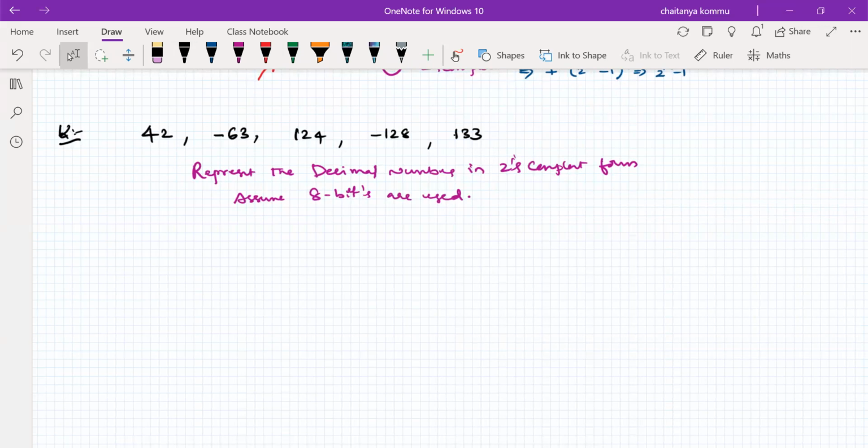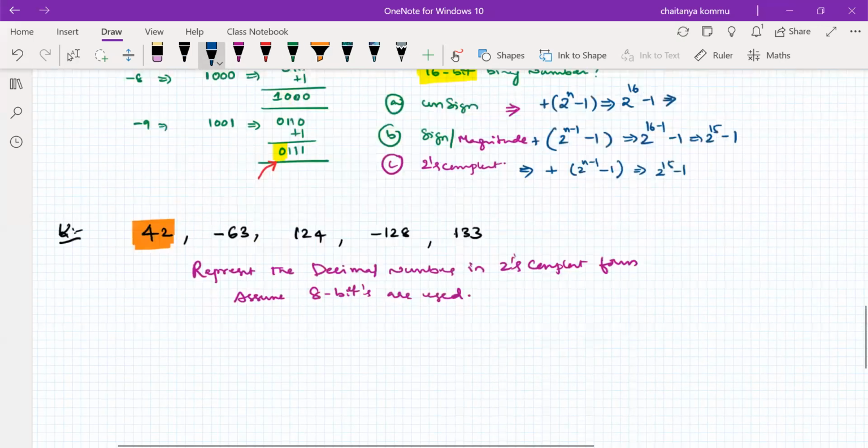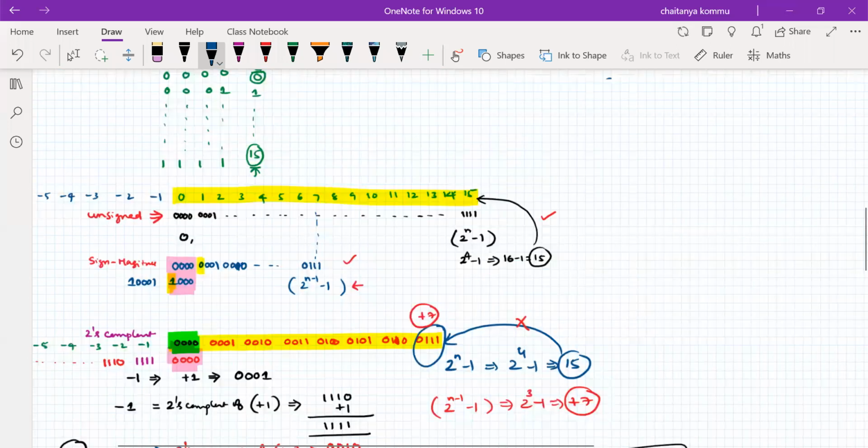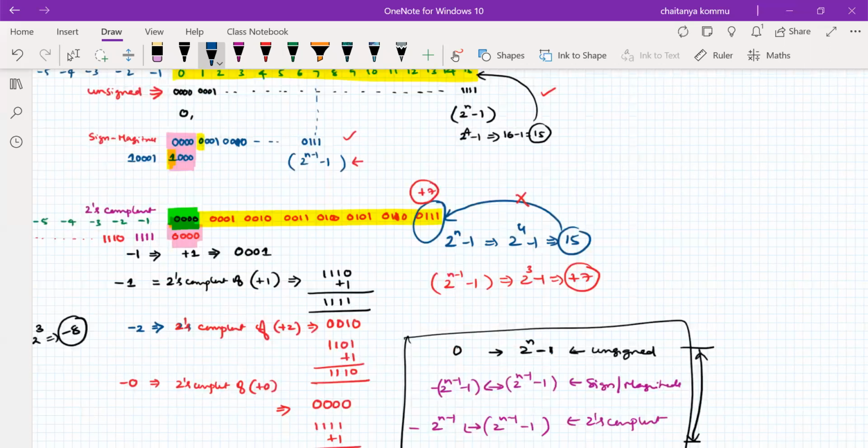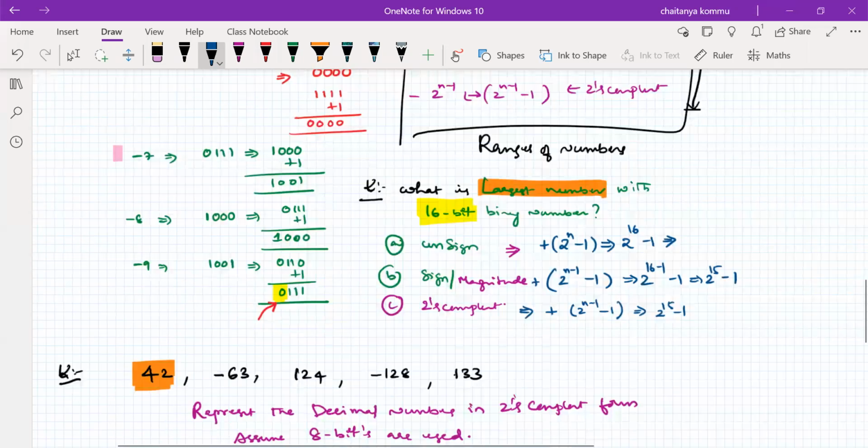A very important point is that whenever they have given a positive number, and the sign is not given, it means it is a positive number. For positive numbers, the representation is the same as what we have studied for unsigned numbers. It is equivalent to the unsigned value. What is this value then?